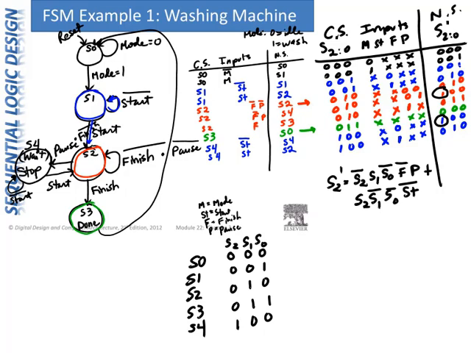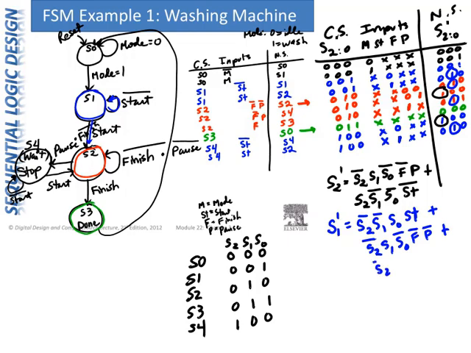Now we're going to write our next state equation for the next state bit. S1 prime, well, now we have ones in 4 conditions. So S1 prime is going to be S2 bar, S1 bar, S0 and ST, or S2 bar, S1, S0 bar, and F bar and P bar, or S2 bar, S1, S0 bar, and F, or the final case, S2, S1 bar, S0 bar, and ST.